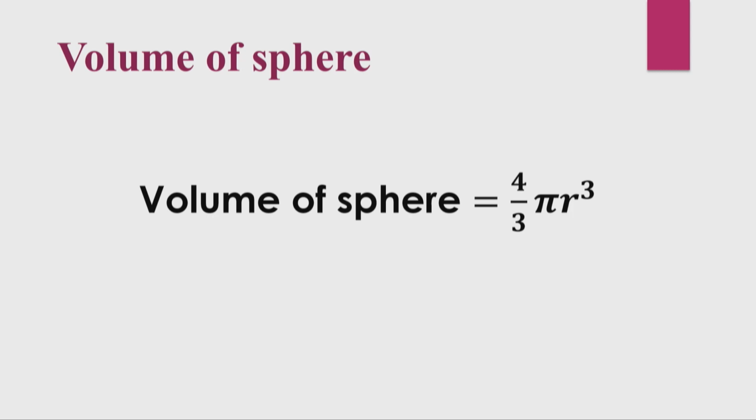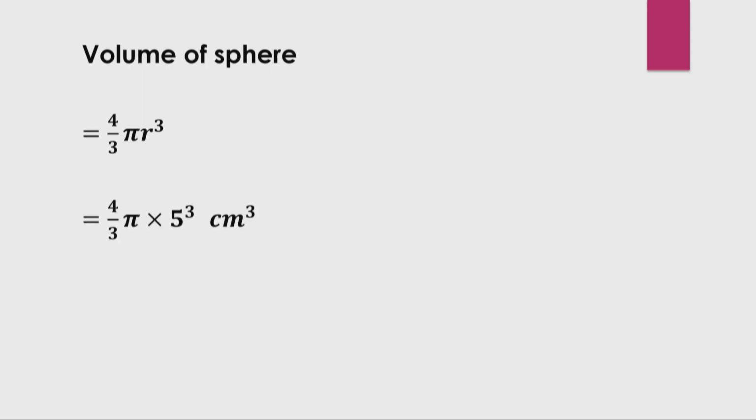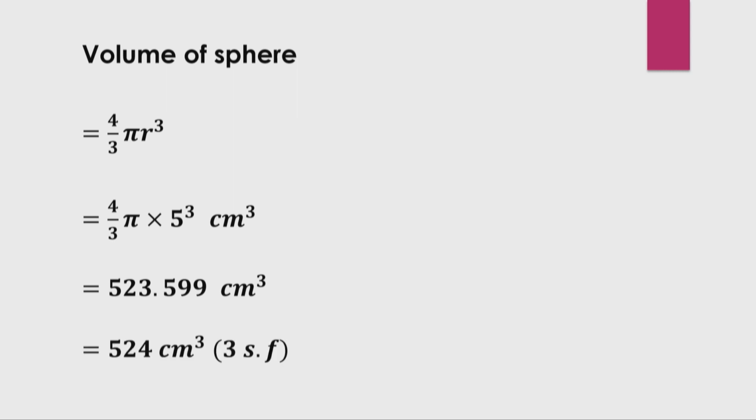Let's apply this formula in some examples. Example 1. Calculate the volume of a sphere with radius 5 centimeters, giving your answer to three significant figures. Volume of sphere is equal to 4/3 pi r cube. Substituting the values, 4/3 pi multiplied by 5 cube centimeter cube. Evaluating this, we get 523.599 centimeter cube. Rounding this off to three significant figures, we get 524 centimeter cube.